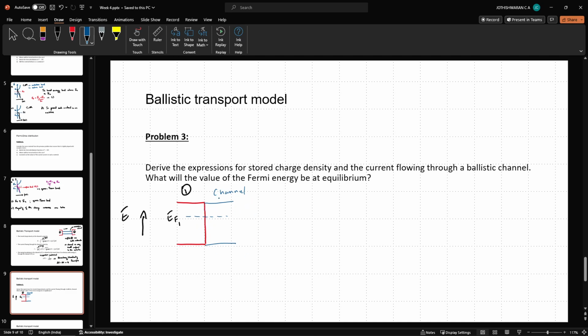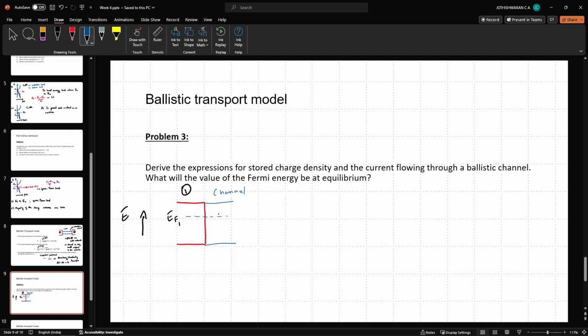Even if all the energy levels available in the channel were populated fully, the number of electrons present here will not even compare to the number of electrons present in either contact 1 or contact 2. So that is what we mean when we say these are bulk contacts. The number of electrons here is infinite. As many electrons as are needed, the contact will be able to supply to the channel.